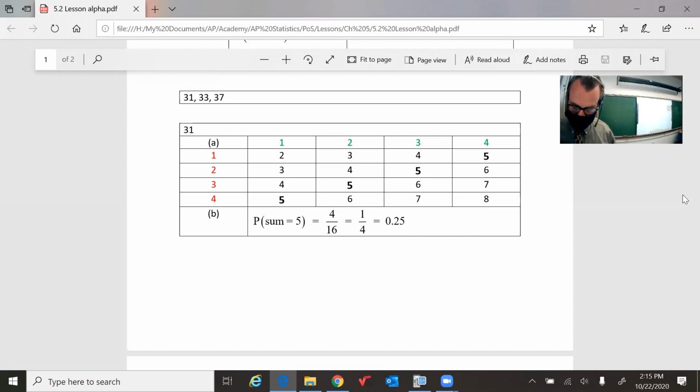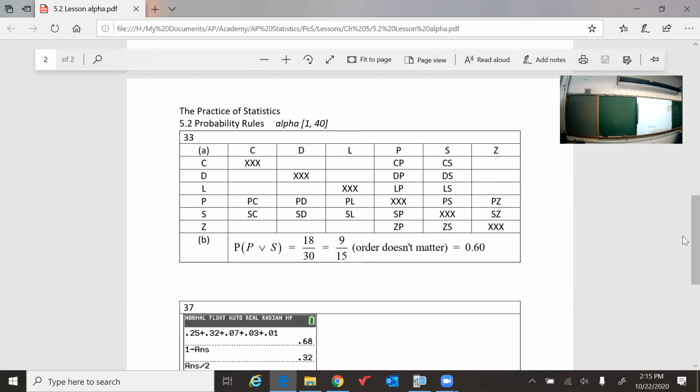Then 33 asks about the 6 grandchildren, and there's 2 tickets for this show. So we just built this array. Now what's happening? I just wrote the children's first initial horizontally and vertically. The child can't attend with themselves. There's 2 of them going. So this CC is out, DD's out, LL's out from there.